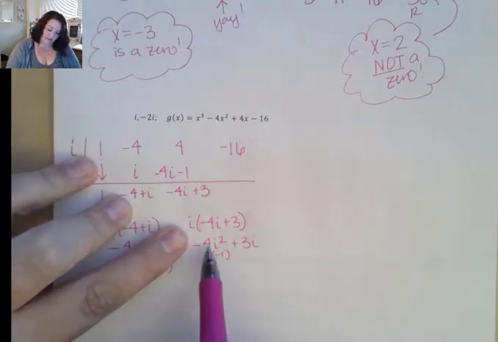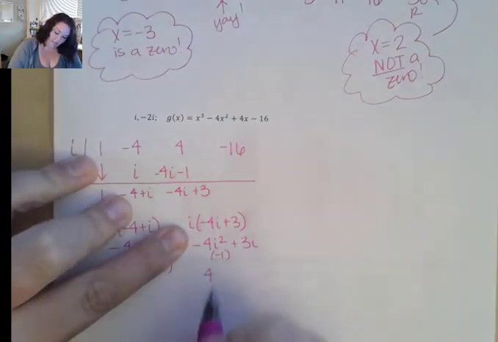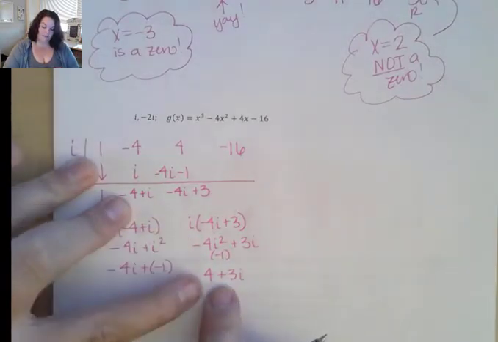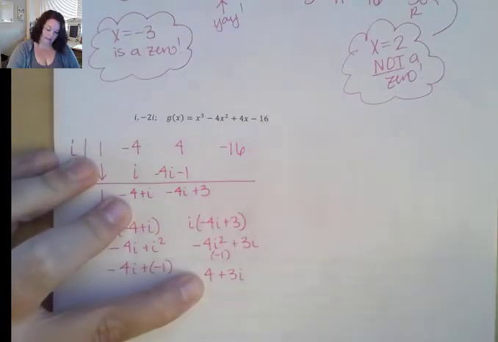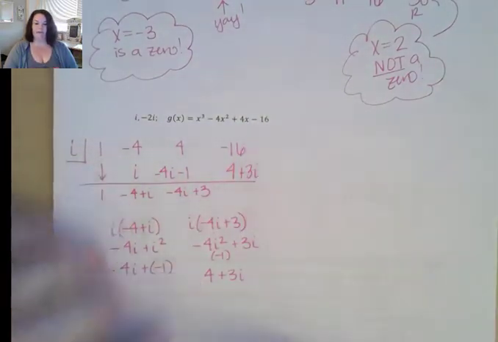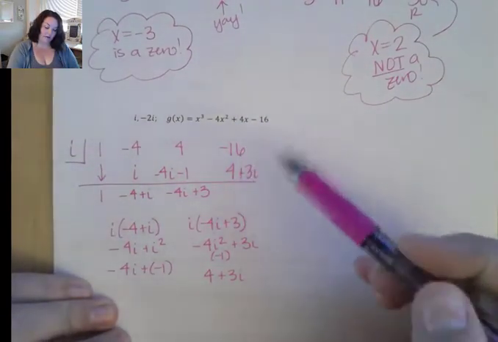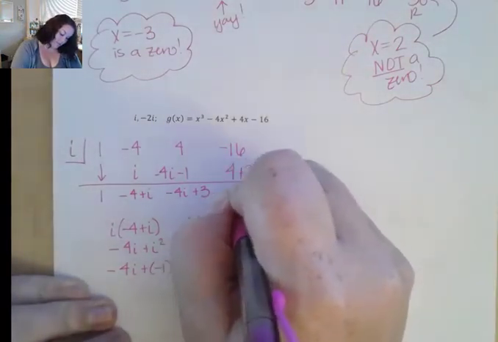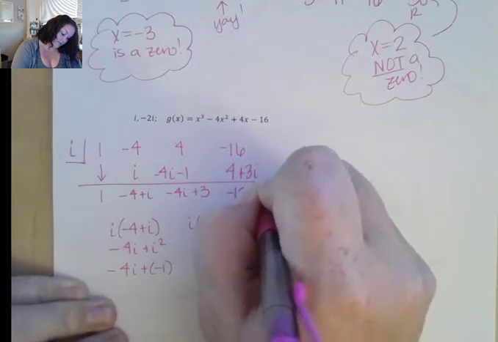So if I do -4 times -1, that's going to make this a +4 plus 3i. Okay? So that's what I'm going to write up here below my -16. So 4 plus 3i. Okay? And again, when I combine down, I can combine my -16 and my 4 to get -12 plus 3i.